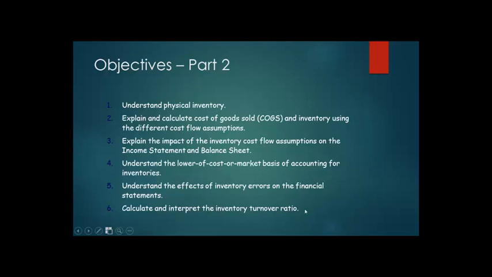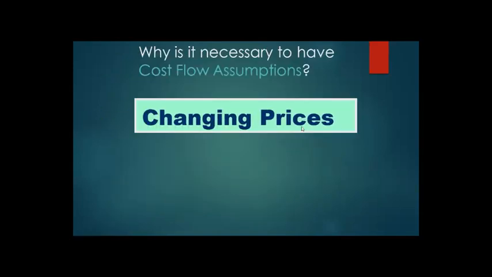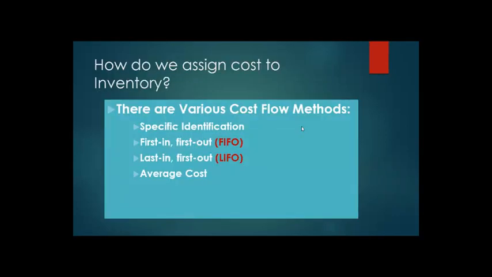Okay, inventories part 2. We are working on learning objective part 2. Calculate, explain cost of goods sold and inventory using the different cost flow assumptions. And remember, it is necessary to have cost flow assumptions because prices do not stay the same.